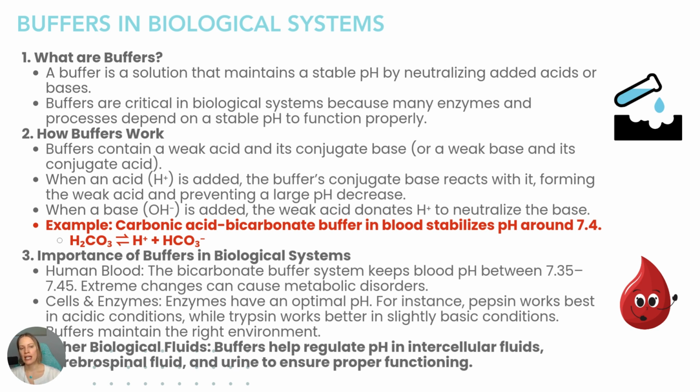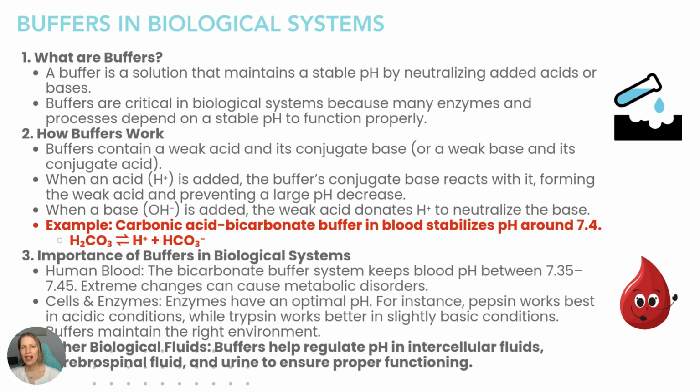And then we have an example here for you. The carbonic acid with the bicarbonate buffer in blood stabilizes that pH around 7.4. Now, what is the importance here? Basically, the bicarbonate buffer system keeps blood at a certain range because extreme changes can be a bad thing. We don't want it to go up and down. We want it to be kept very, very similar, to the same.